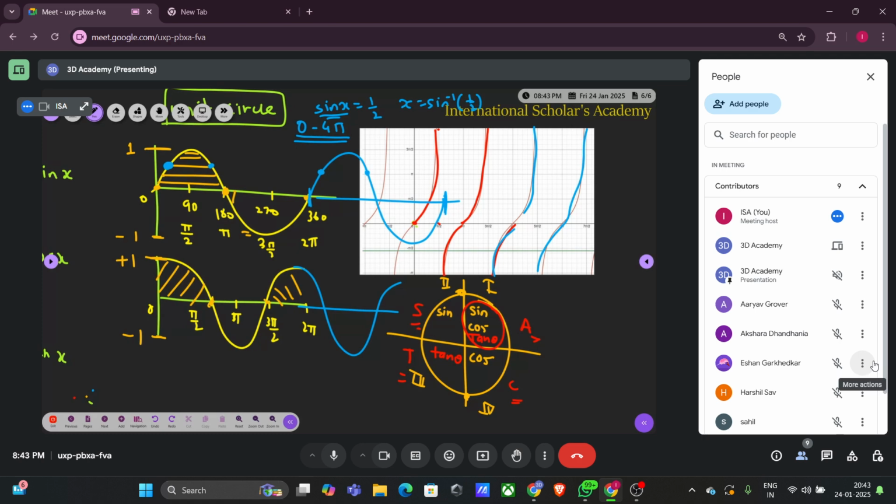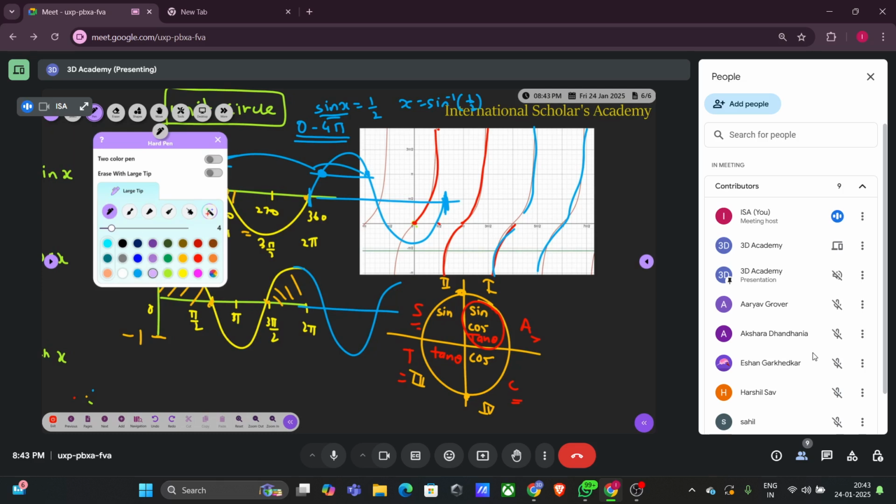Guys, how many possible answers are there? If I give the domain 0 to 4 pi, 4 answers are possible. How many answers are possible? 4 answers. So these are the secondary values. What do you have to keep in mind?